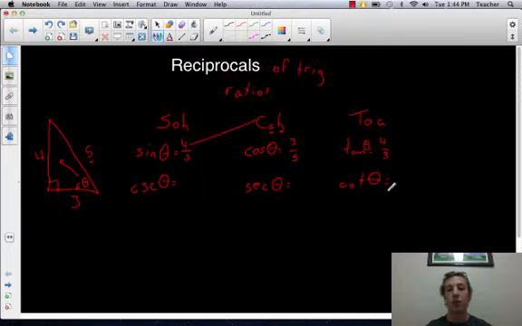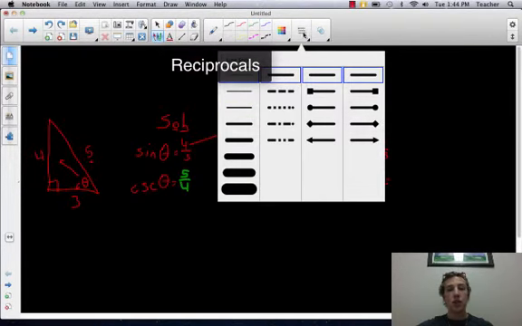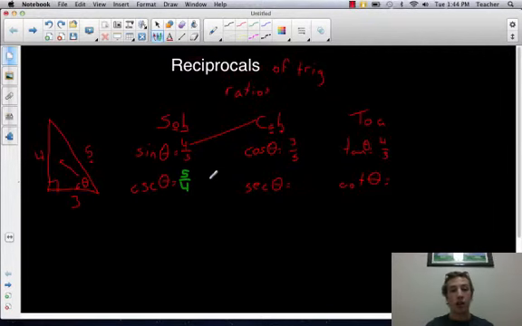Now, that sounds really complicated and really annoying, but it's actually extremely simple. All it is, instead of taking the opposite over the hypotenuse of sine, since cosecant is sine's inverse, we just take the reciprocal of this, or the inverse of that. So instead of having opposite over hypotenuse, you now have hypotenuse over the opposite. So instead of being 4/5, you're going to have 5/4.